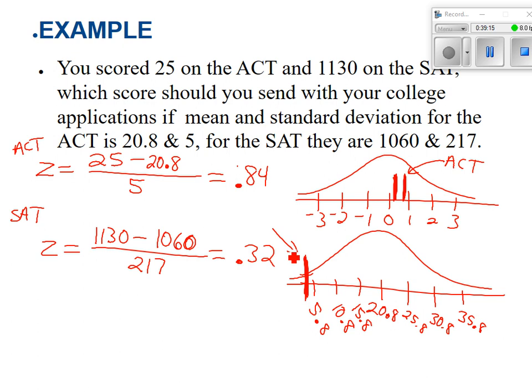Just a little bit. And remember, and we'll talk about this, there's a certain percentage that falls in here, a certain percentage that falls in here. Anything that falls past 2 standard deviations away is unusual. Anything that falls past 3 standard deviations away is very unusual.